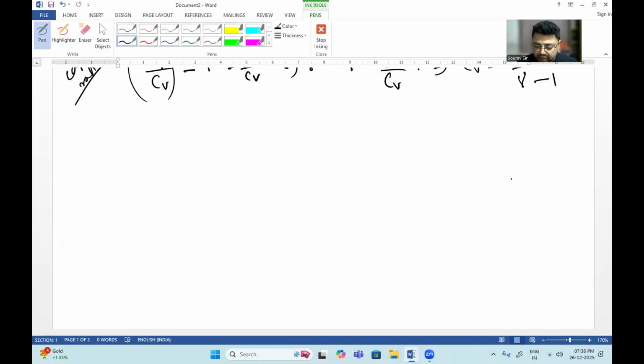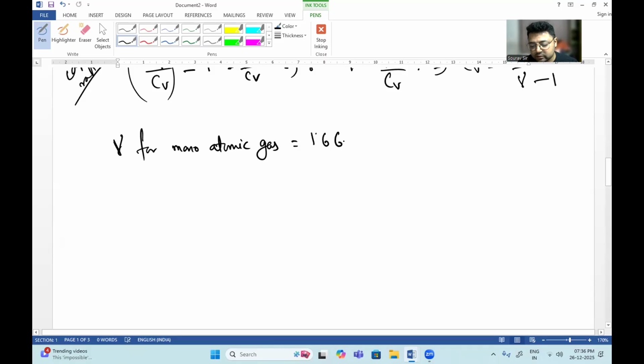So the heat capacity ratio gamma for a monoatomic gas is 1.66. What are the monoatomic gases? They can be helium, neon, argon. Any noble gas is called monoatomic, as only one atom of the gas will be there.